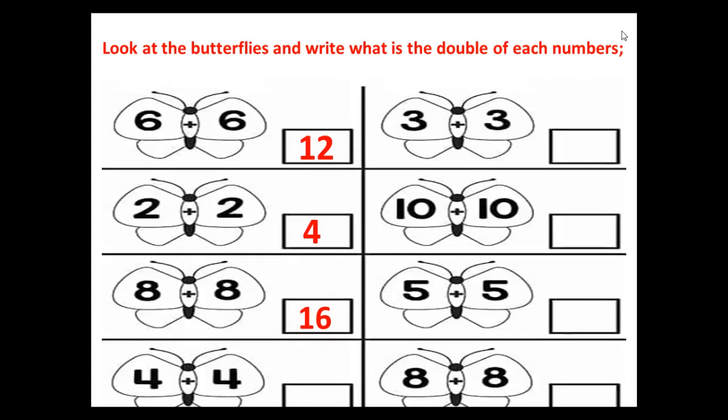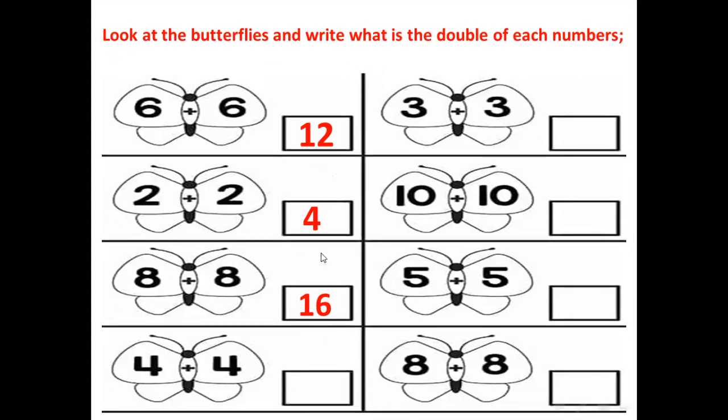Mahmoud? Mahmoud, can you hear me, honey? Yes. Good morning, Mahmoud. How are you? Good morning, lady. Good morning, honey. Okay, the next one here. 4 plus 4, double of 4 is? 8. Excellent. The double of 4 is 8. Thank you, Mahmoud. Good job.